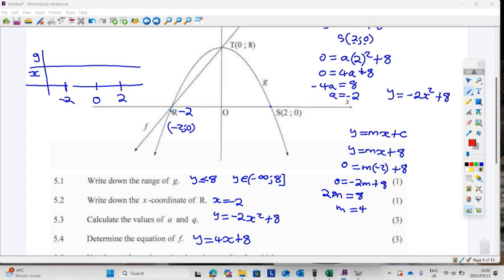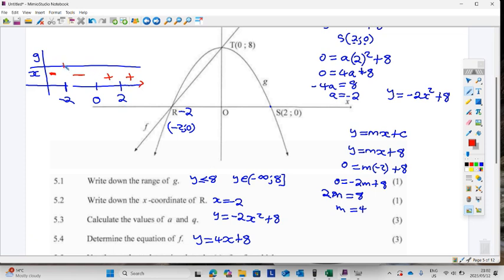To the left of negative 2, x on the number line here, x has negative values. From negative 2 to 0, x also has negative values. From 0 to 2, your x is now having positive values. From 2 to infinity, it is also having positive values.